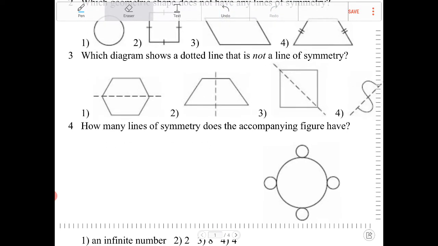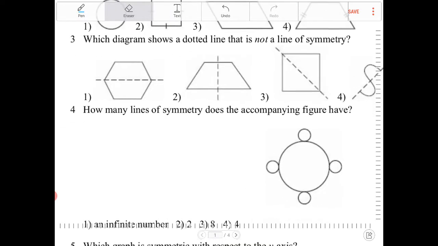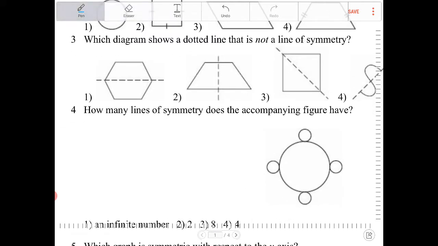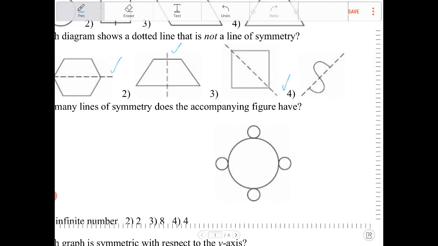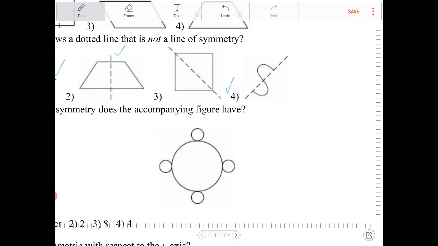Which diagram shows a dotted line that is not a line of symmetry? So this guy is indeed a line of symmetry. So is this. So is this. Not this guy. Right? Because if it was a line of symmetry, then that S would end up looking like that.